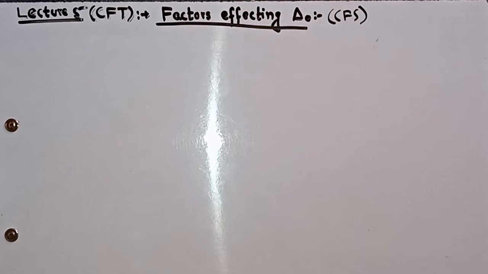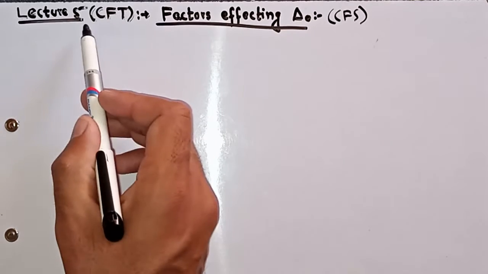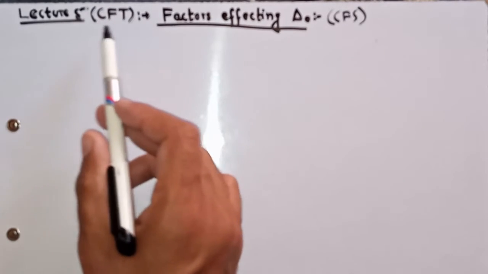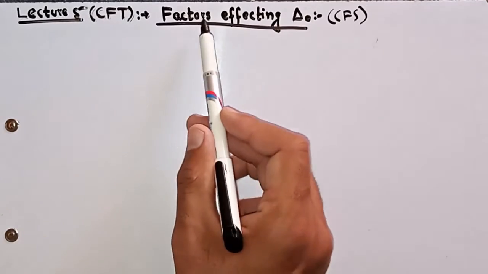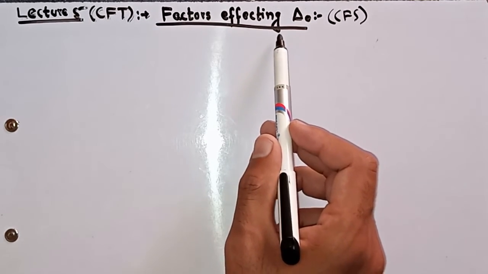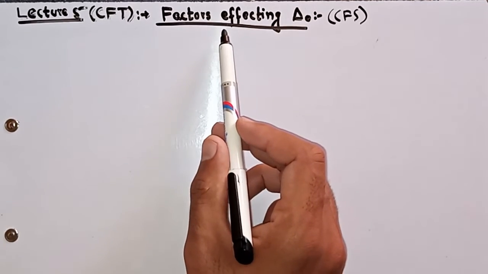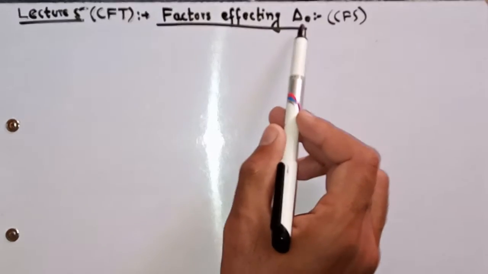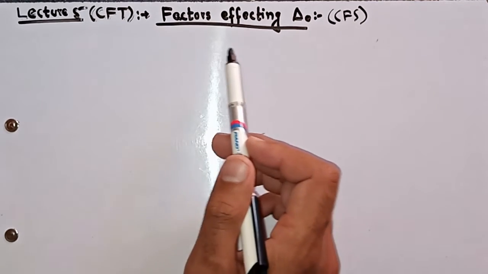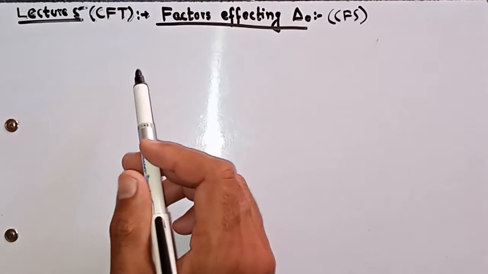So, let's start lecture number 5 of crystal field theory. The lecture name is factors affecting delta. Today we will study these factors that affect the crystal field splitting. So, let's start the lecture.